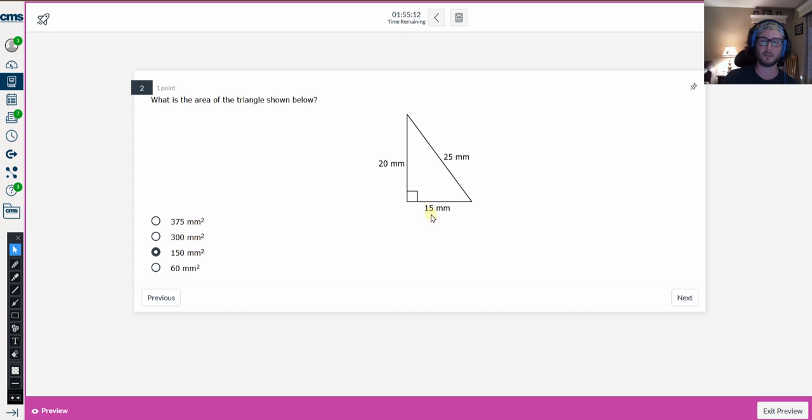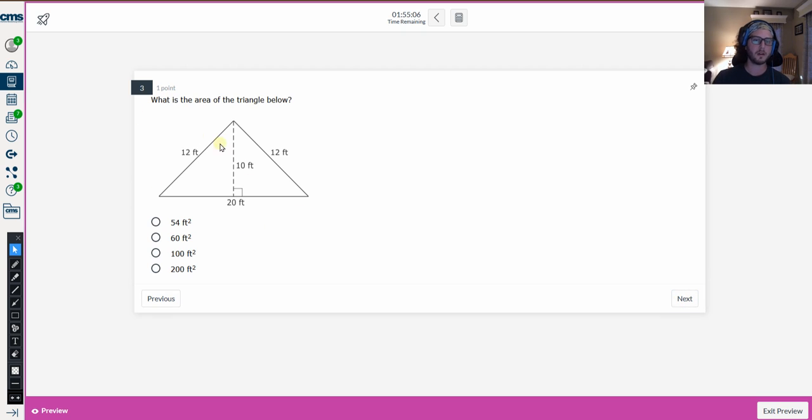But the bottom line is you should be doing base times height, and that number should be cut in half to form a triangle. For number three, a little bit of both of those last two problems. For this one, we look for my right angle, and we can see we're going to need our base, which is 20, and our height, which is 10. And these 12s will not be used because they are diagonal.